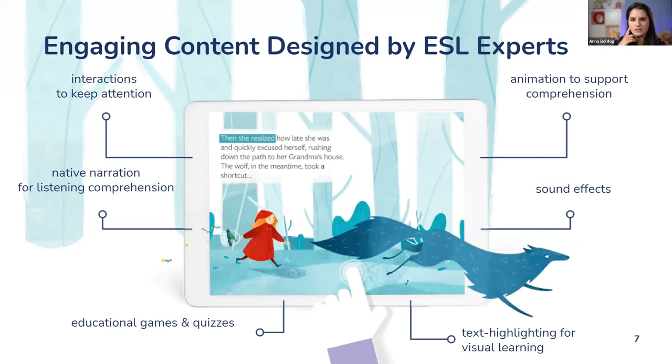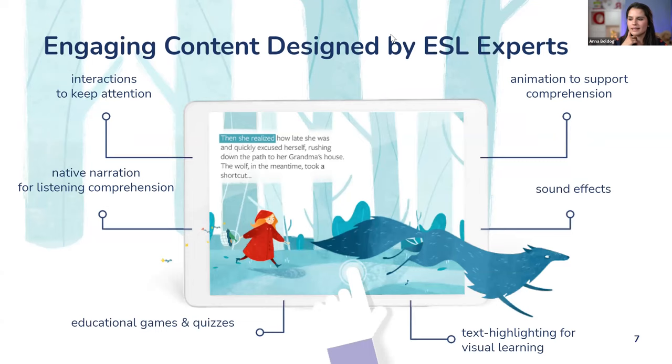There's also native narration, which can be English, American, or actually we start to use many other accents because we believe that the listening experience also has to be as authentic as possible. And we want to teach our kids the real English. So mainly it's English and American, but the other accents are coming as well. There's text highlighting to help the students in the understanding. There's illustration and animation. It's always in a nice balance with the text so that they actually support the reading comprehension, and there are the educational games at the end.